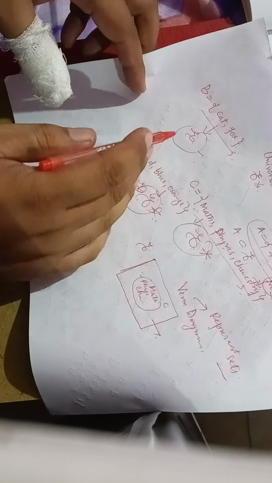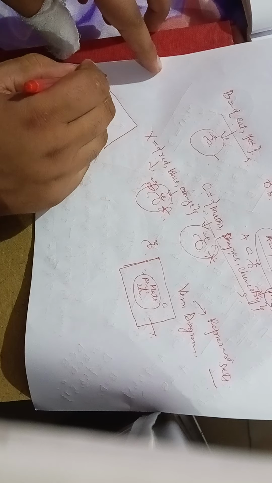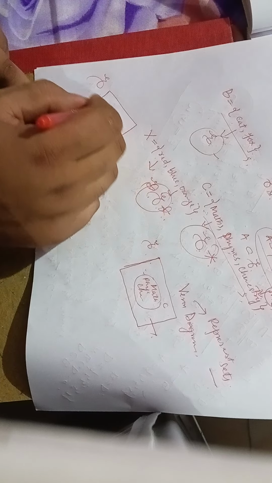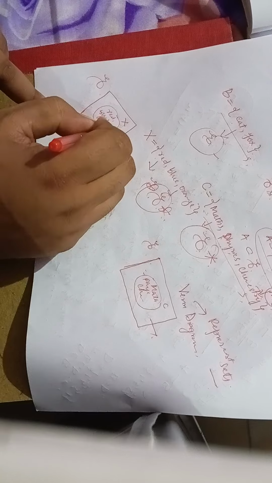And similarly, if I have to represent this set X, I will first draw a rectangle. What is the rectangle? The rectangle represents the universal set. That means all colors that exist in the universe. Then I will draw the circle here and write X. X, it is red, it's blue, it's orange.